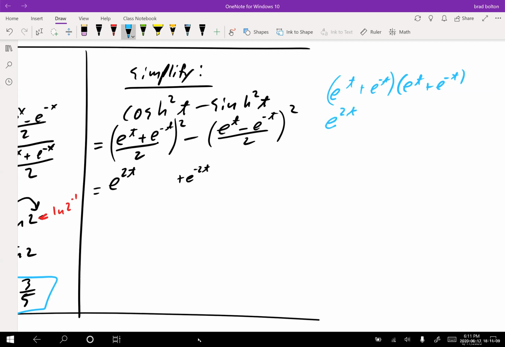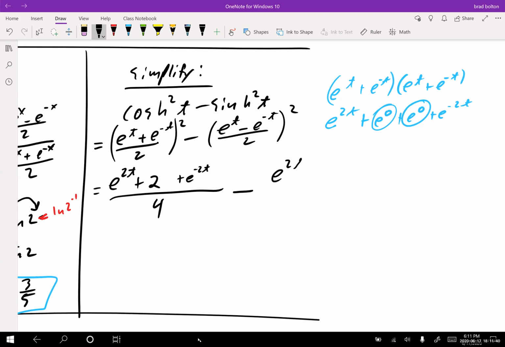So this will become e to the 2t, because t plus t is 2t. And this will become e to the 0 plus e to the 0. And this will become plus e to the negative 2t. So e to the 0 and e to the 0 will become 1 plus 1, which is 2. So this will become plus 2, all divided by 4. Now this will be minus, and this should be very similar: e to the 2t minus 2 plus e to the negative 2t. Let me clean that up.